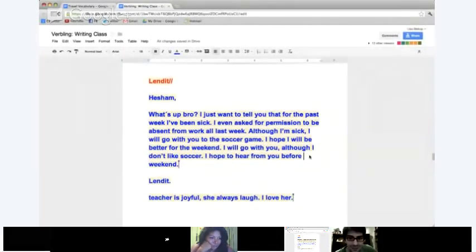Just for a little bit of a subtlety in English, you can say I will go with you, although I don't like soccer. It has a slightly different meaning than if you said I will go with you even though I don't like soccer. Even though would mean more like you want him to know that you don't really like it, but you're going with him. Either way, I'll leave it there, but you can also say even though.